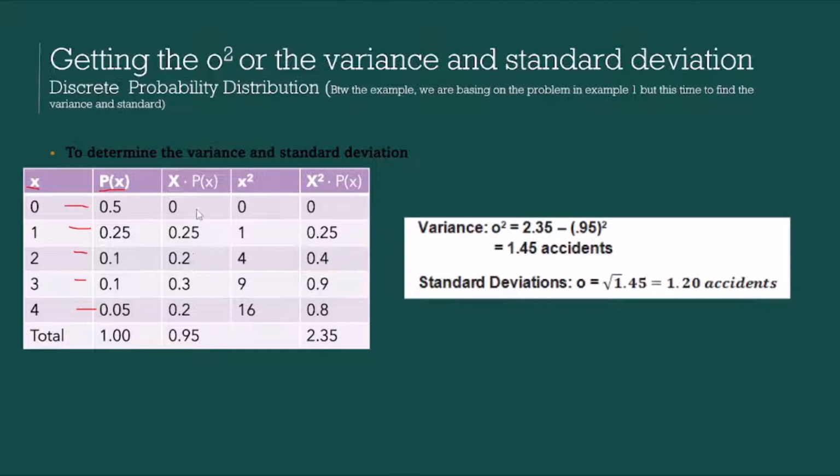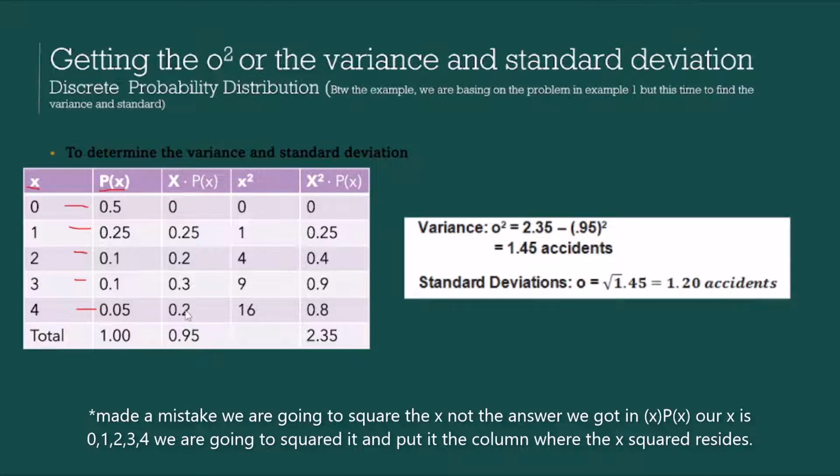So 0 squared equals 0. 1 squared equals 1. 2 squared equals 4. 3 squared equals 9. And 4 squared equals 16. We're just going to square these, and once we get the answers, we'll put them over here.